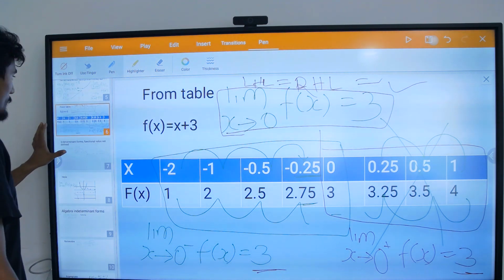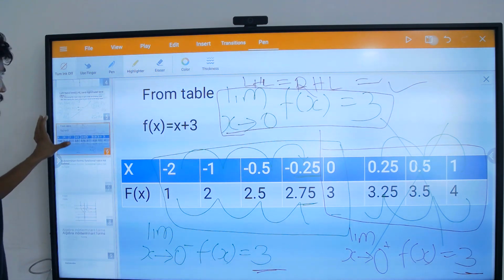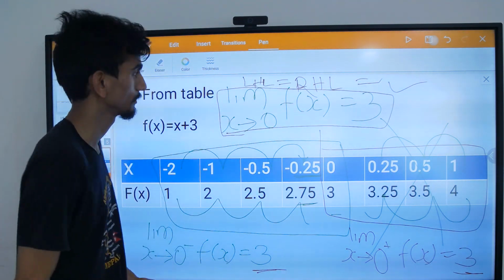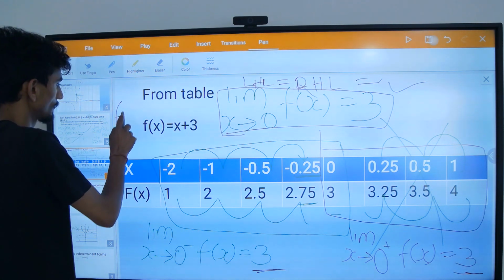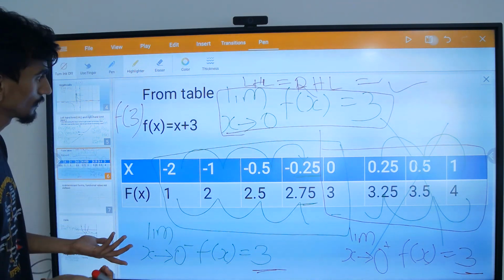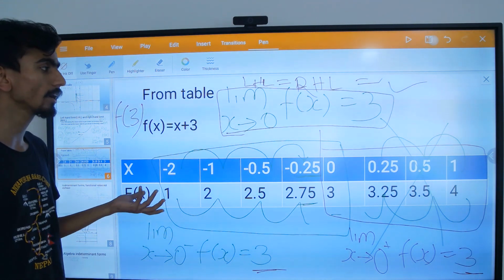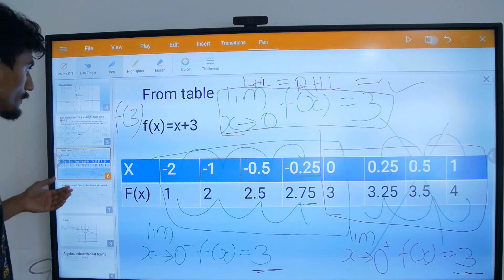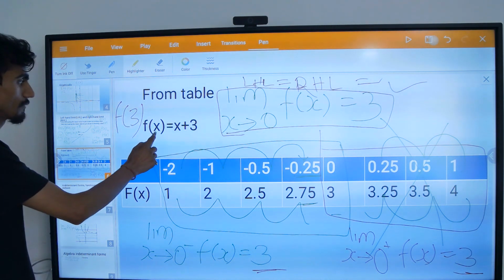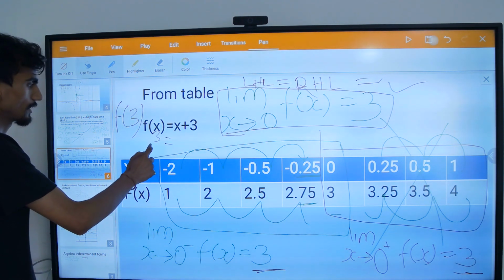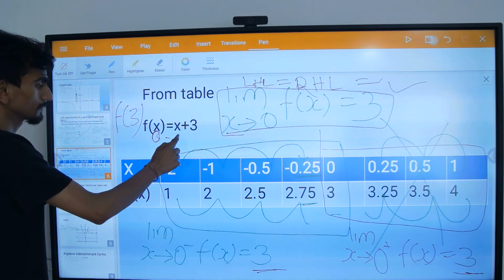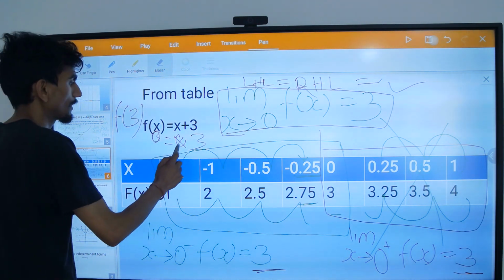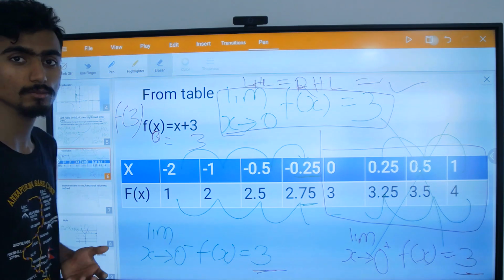You see, from this table also, we see the limit of the function as x tends to 0 is the same as the functional value f(0), 3. So if the limit of the function is equal to the functional value, why are we finding the limit of a function? We could simply find the function value, simply putting the value of x as 0 and getting the function value 3. Why don't we do this only? Why do we need to find the limit?